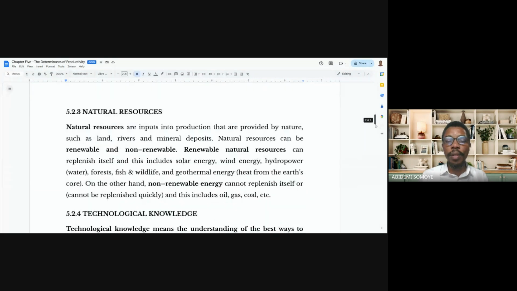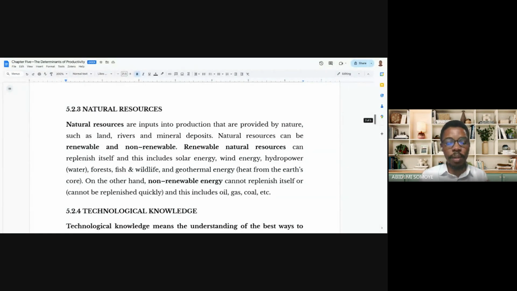So we also have natural resources. We've mentioned physical capital, we've mentioned human capital, now we are mentioning natural resources. Natural resources are inputs into production that are provided by nature, such as land, rivers, and mineral deposits. Natural resources can be renewable or non-renewable. Renewable natural resources are resources that can replenish themselves, and this includes solar, wind, hydro, forest, fish, wildlife, geothermal, etc. You can imagine if the sun stops shining. You can imagine if we don't have seas anymore. You can imagine if we don't have wind. Human beings will not be able to survive.